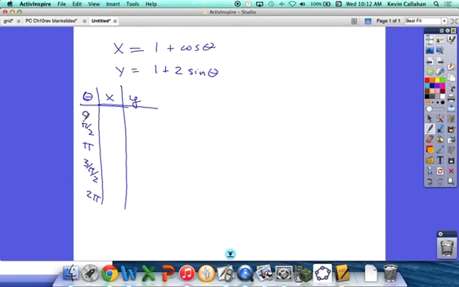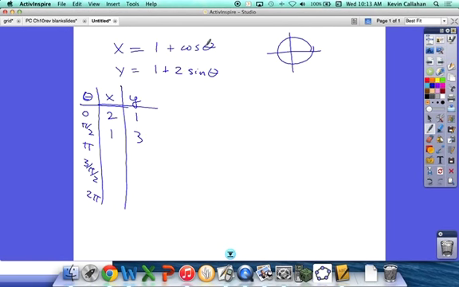If I plug in 0 here, then the cosine of 0 is, come on, unit circle time. The x-coordinate here is 1. So this is 1 plus 1, 2. If I plug in 0 here, the sine of 0 is 0, so this is just 1. Pi over 2: the cosine of pi over 2 is 0, so this is 1. And the sine of pi over 2 is 1, so that's 1 plus 2, 3.